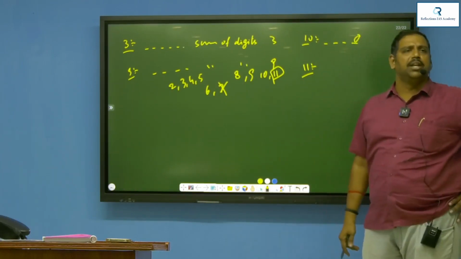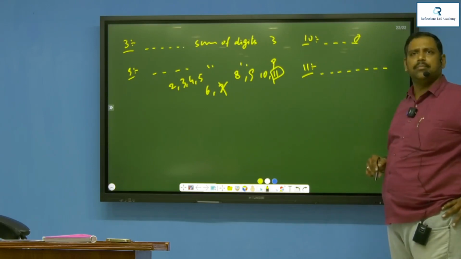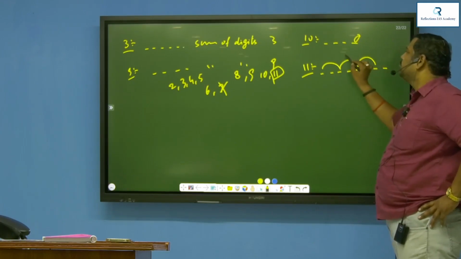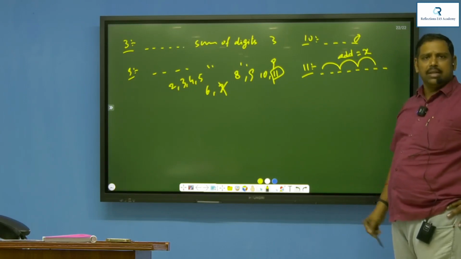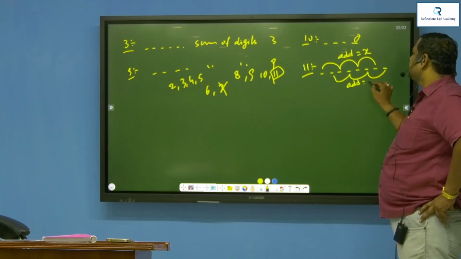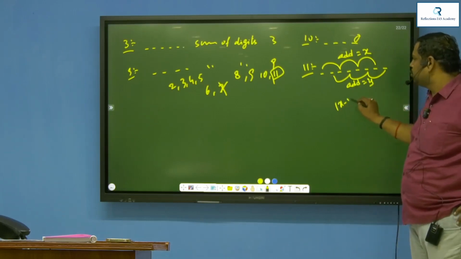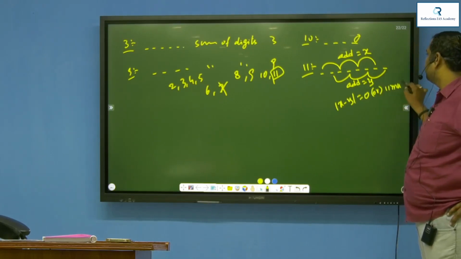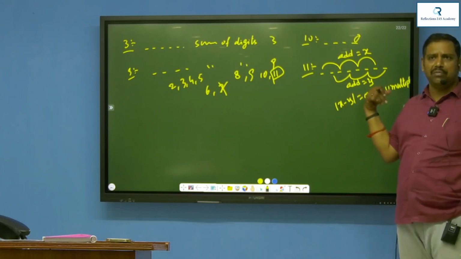Right, the divisibility rule of 11 means, take the alternate digits and add all these numbers. Suppose you get x. Then take the remaining digits and add all of them. Suppose you get y. The difference should be either 0 or a multiple of 11. This is the divisibility rule of 11.